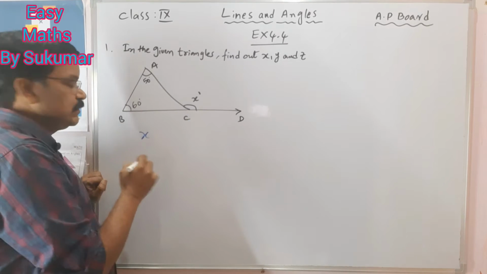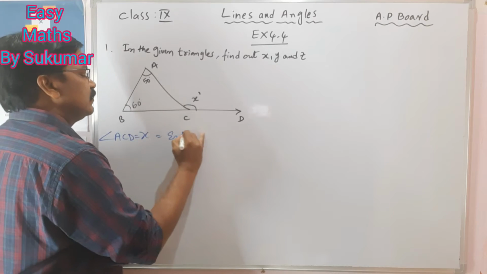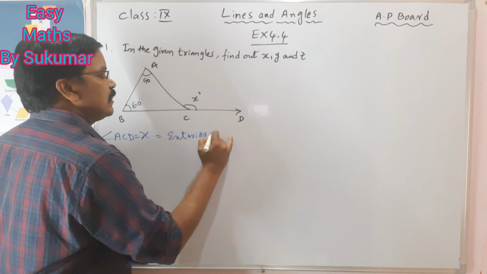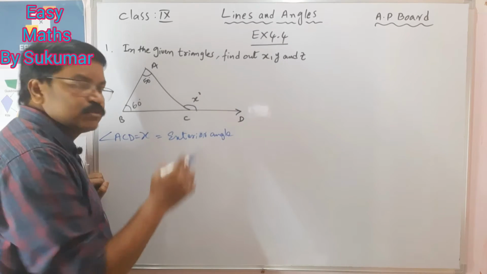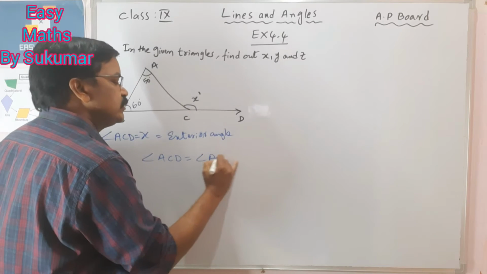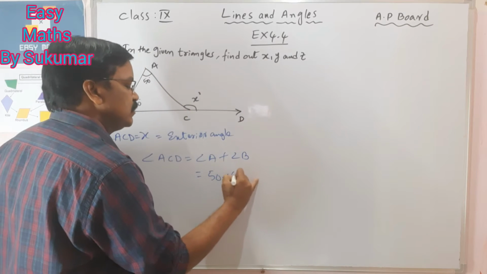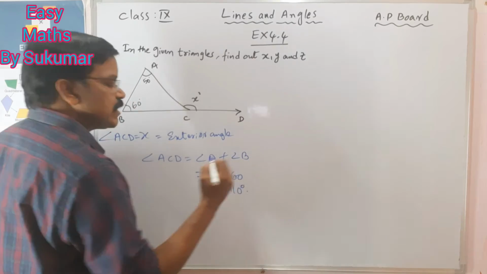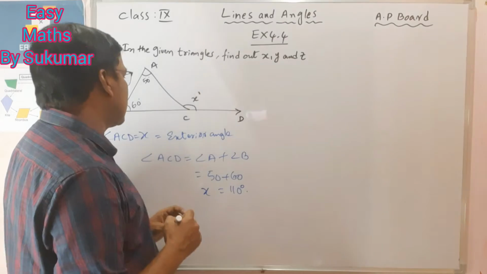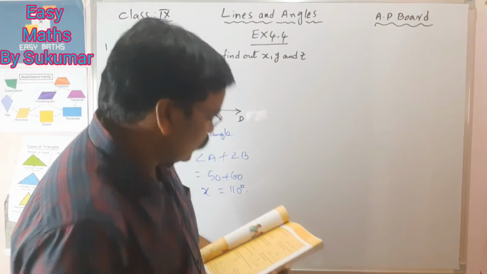This x is what? Angle ACD, that is x, it is an exterior angle of a triangle ABC. So this exterior angle is equal to, as I told you, the sum of the opposite two interior angles. That means angle A plus angle B, that is 50 plus 60, that is equal to 110 degrees. So the exterior angle x is equal to, my dear students, 110 degrees. The remaining sums you can do, it is very simple, right?